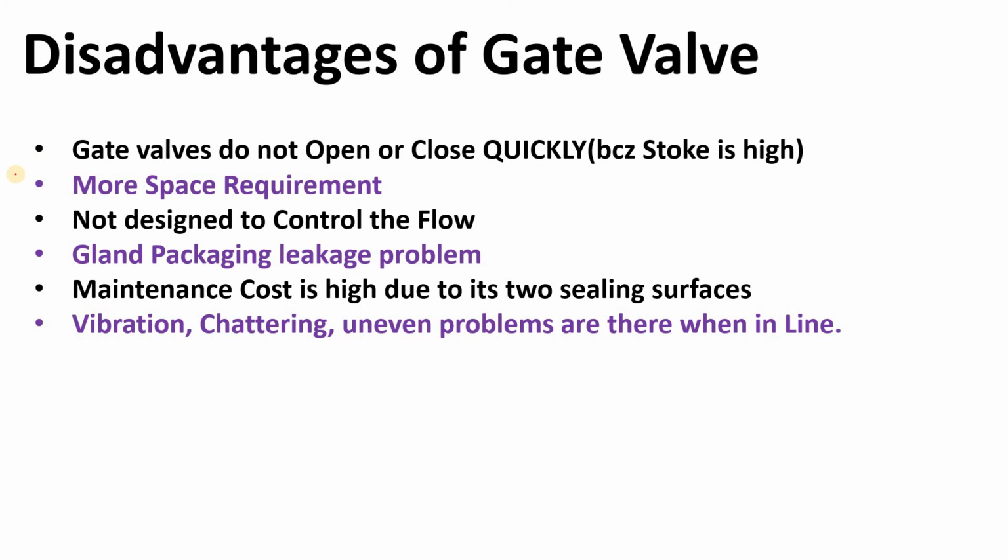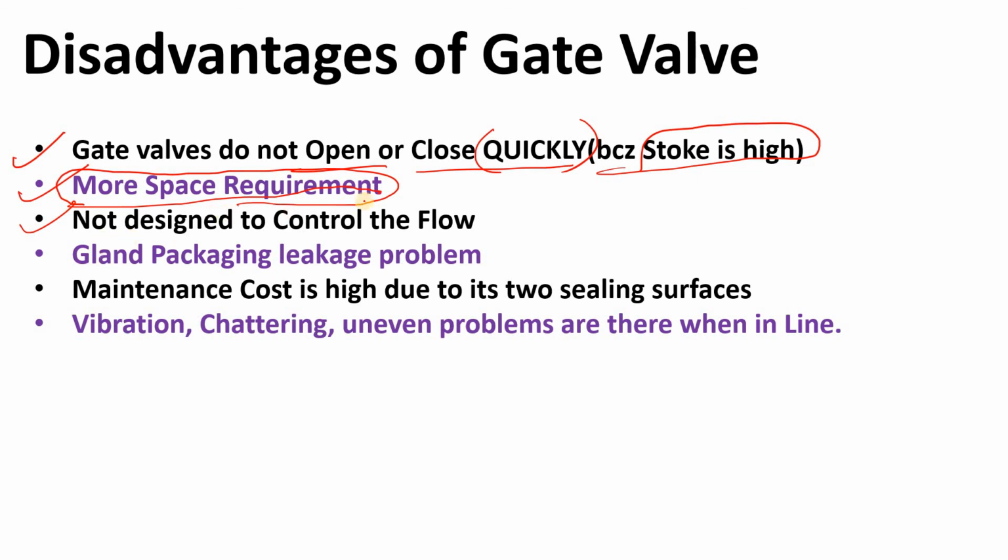The first disadvantage of the gate valve which I see in industry is that gate valves do not open or close quickly. You need some time, because the torque is high. Yes, minimum torque is required to open it, but the torque is high. That's why you will have to apply anti-clockwise or clockwise motion regularly for some time to close or open it. So that's why it does not open or close quickly, the first thing. The second thing, as you can see in the picture, is that it requires more space while using it in a pipeline. You can also consider it a disadvantage.